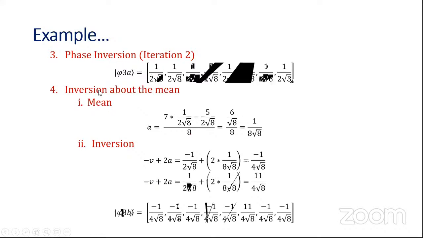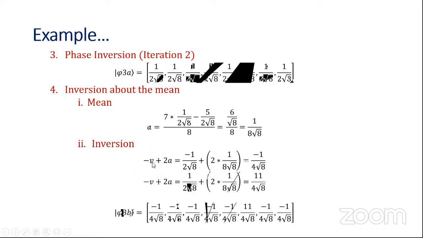It will change the sign, and then what will inversion about mean do? Again we have to compute the average, and now the average will change. Now all the other states have amplitude 1 by 2 root 8. So 7 states have this amplitude, and the desired state has minus 5 by 2 root 8. If we compute the average again, it will be 1 by 8 square root of 8.